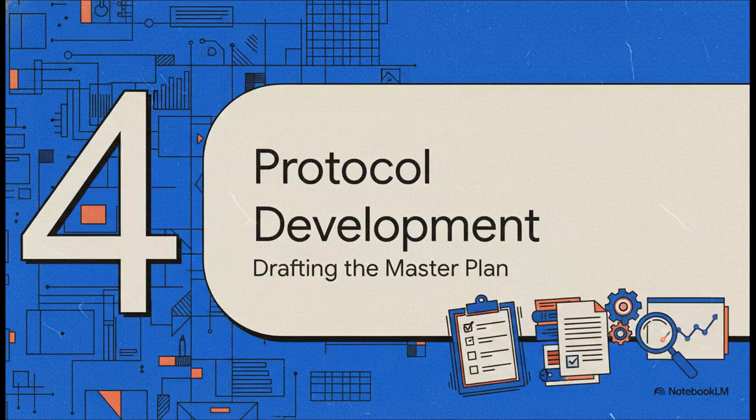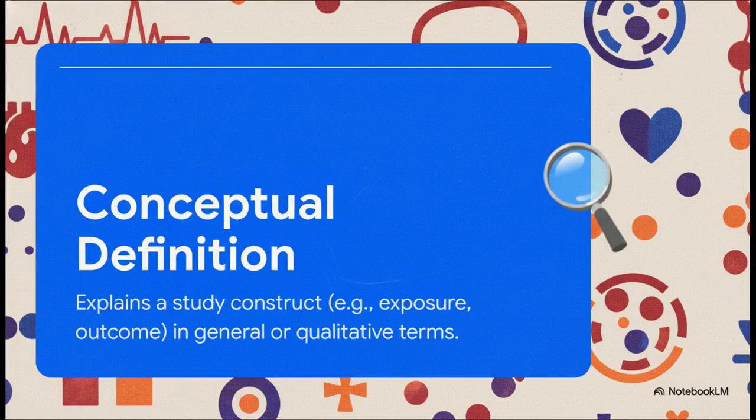All right, so once you've established that the study is feasible, we get to move into Section 4, Protocol Development. This is where the abstract plan becomes a concrete, highly detailed document. Now, the guidance makes a really important distinction here, starting with the conceptual definition.